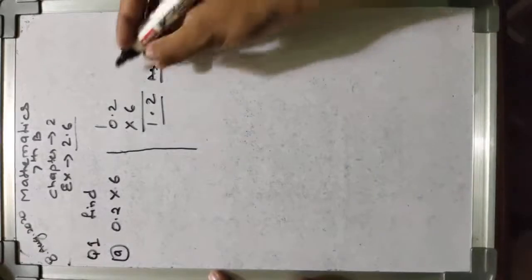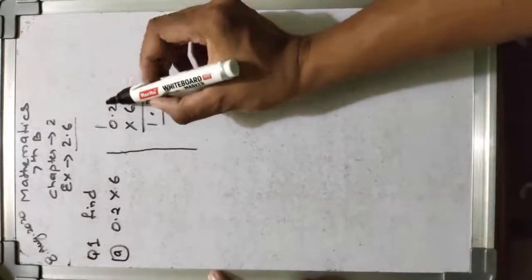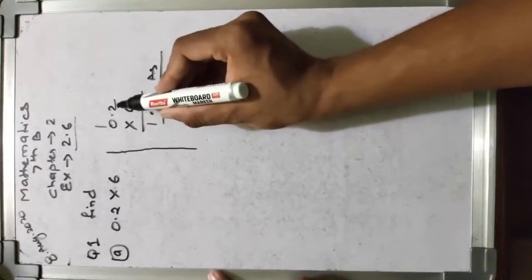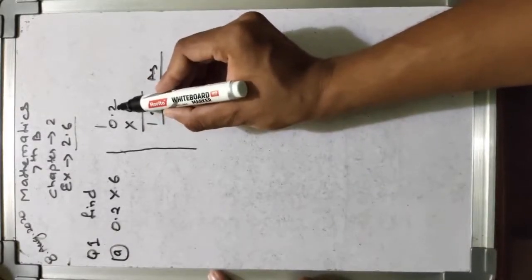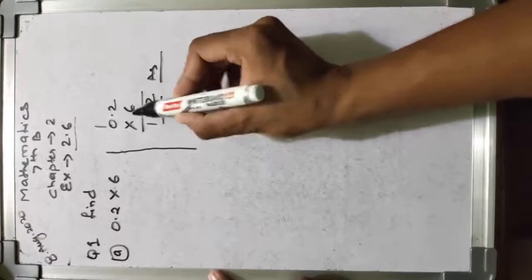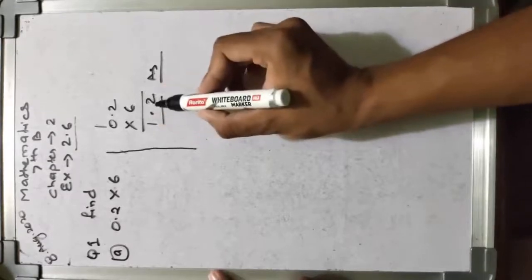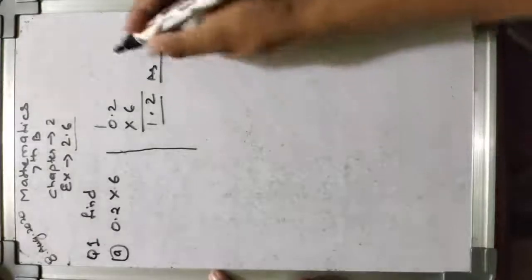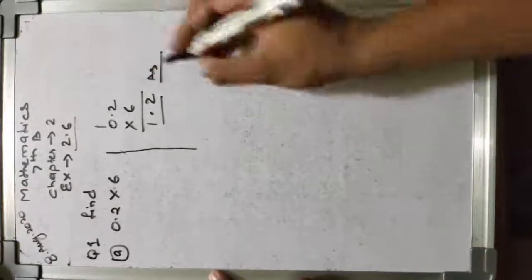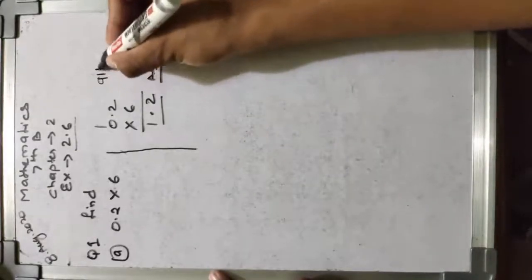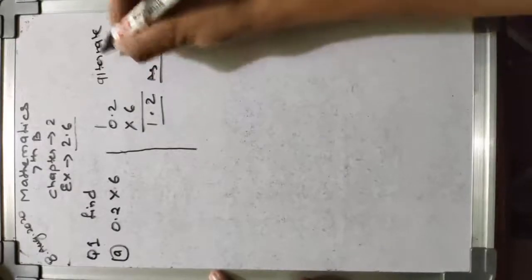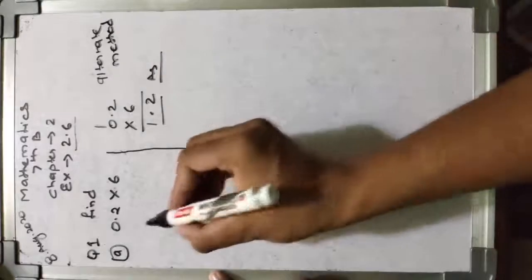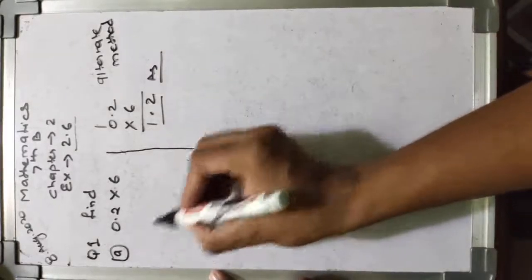Wherever the decimal is, you have to put that decimal in your answer as well. After the first right-hand digit there is a decimal in this question, so here you also put the decimal, but you don't have to concern yourself with this method. This is an alternate method. You can directly multiply with the help of this method, but the important method is this.